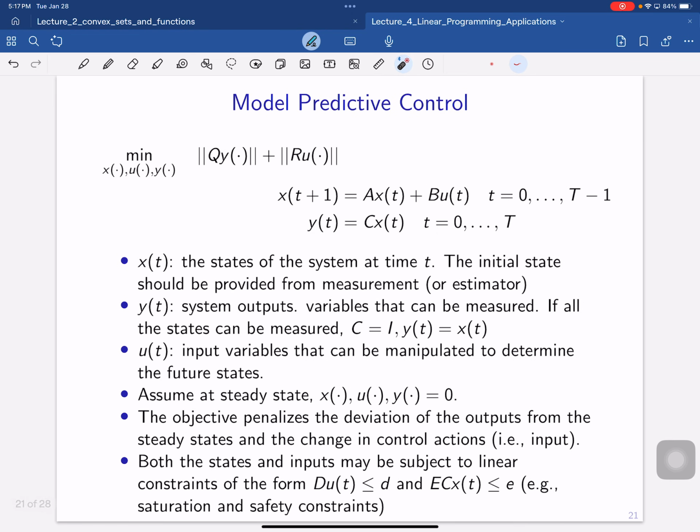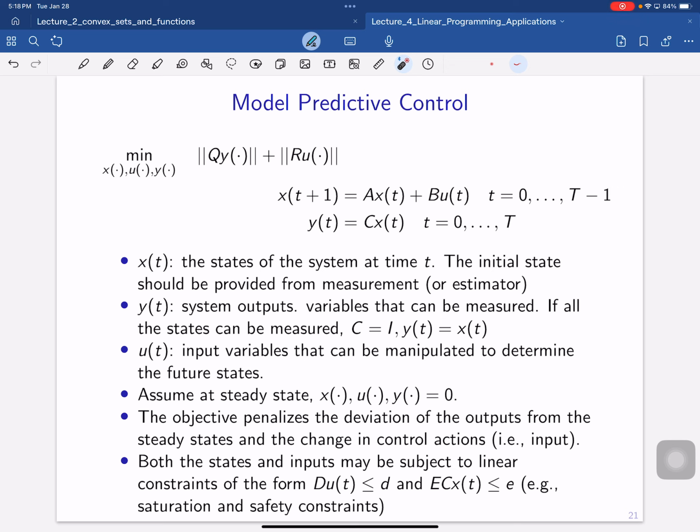So typically, when you solve a model predictive control problem, people assume at steady state, all these variables equal 0. If at steady state the absolute values are not 0, you can always normalize them and then assume at steady state all these variables equal 0. And then the objective penalizes the deviation of the output from the steady state, and also penalizes a change in the control actions.